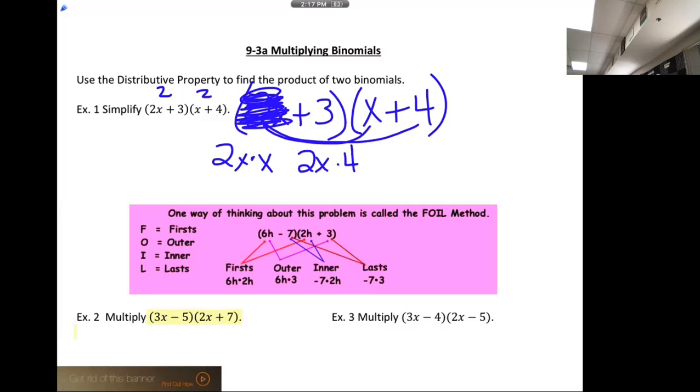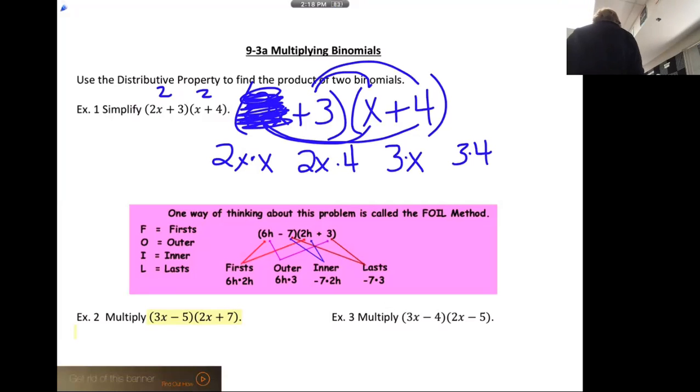Now I go to the next part of that binomial, the 3. I haven't used the 3 at all yet. So now I'm going to take 3 times x and 3 times 4. Have I used everything only twice? Yeah. And exactly twice. Then I can go ahead and simplify this problem.